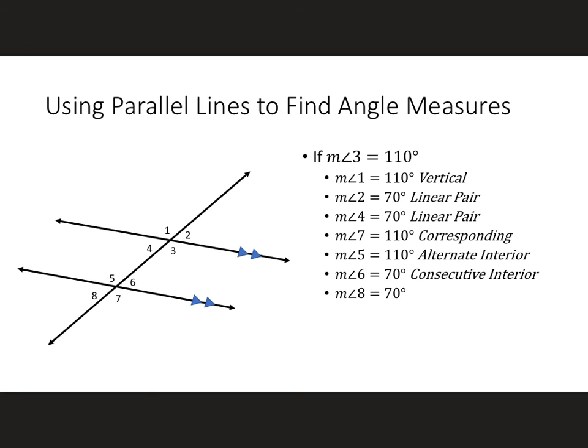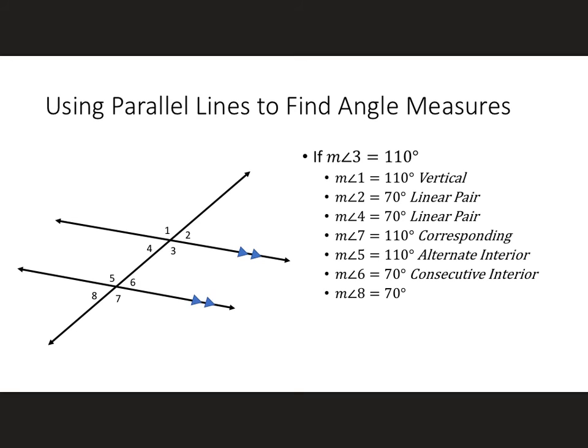All right, here is just a neater version of what I wrote on the previous slide, and it has the reasons why each of them have the measurement that I gave them. So measure of angle 1 is a vertical angle to measure of angle 3. 2 and 4 are both linear pairs to angle 3. Angle 7 corresponds with angle 3, and the lines are parallel, so those are going to be congruent.